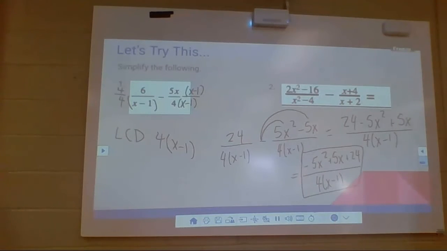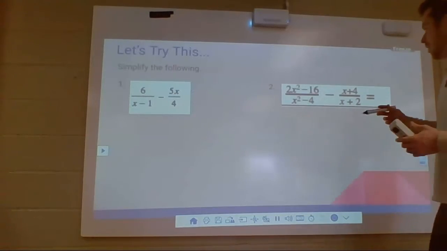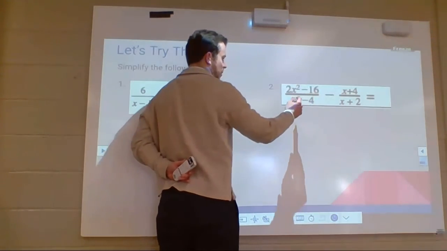Now, I know that might have seemed tough, but go ahead and rewind it if you need to review that. Alright, so now let's look at the second problem. It's going to be a little bit different. In this case, we're going to need to factor this denominator first.